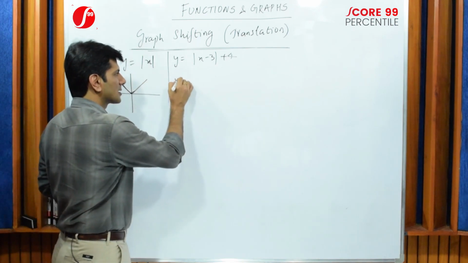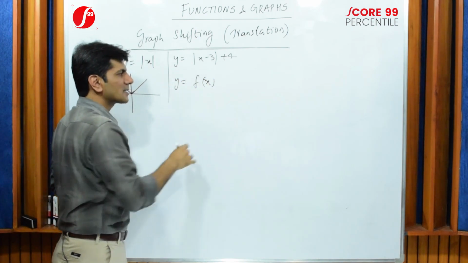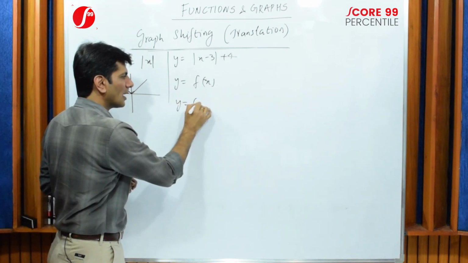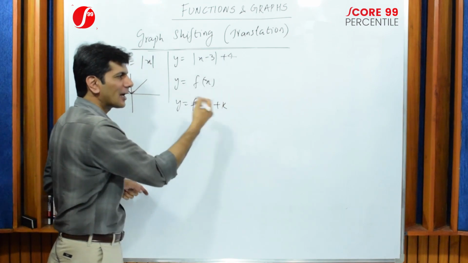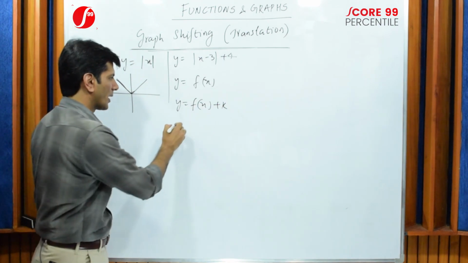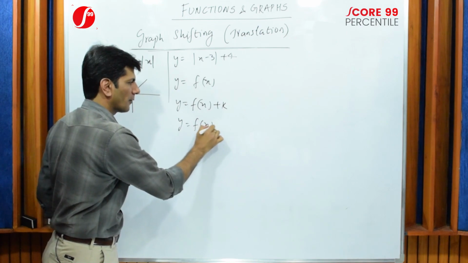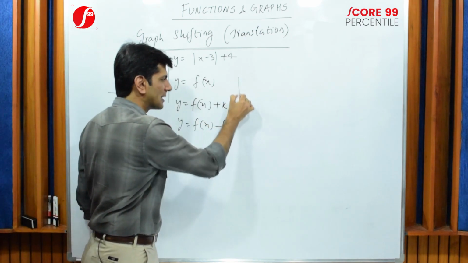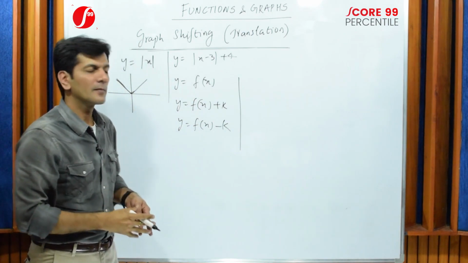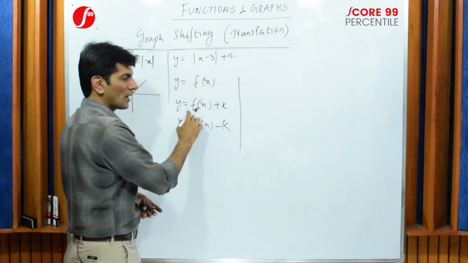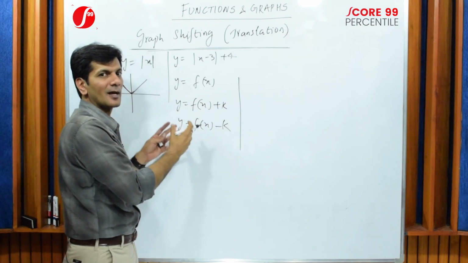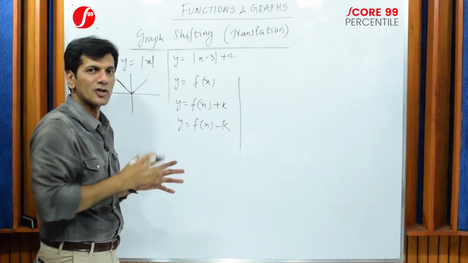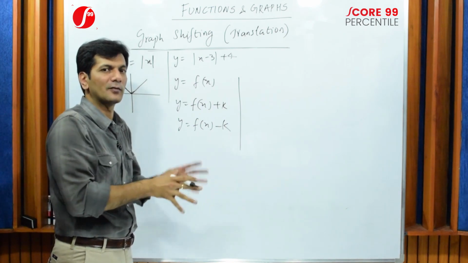So let's say for example your base function is y equals f of x. Now what would happen to f of x if I add a constant? Likewise, what would happen to f of x if we subtract a constant? That's what we're going to learn. Now remember that whatever change you make, there is some kind of a shift in the graph that is going to happen. There's a locational, geographic shift of the graph.